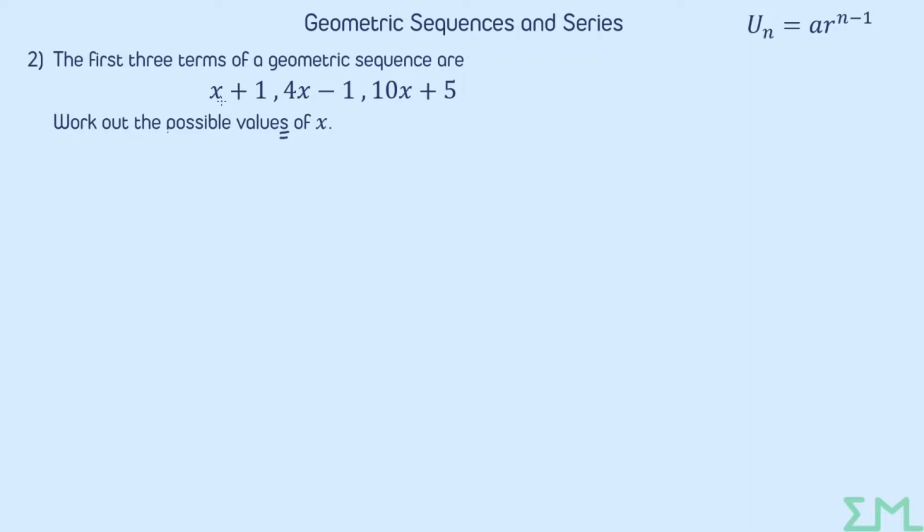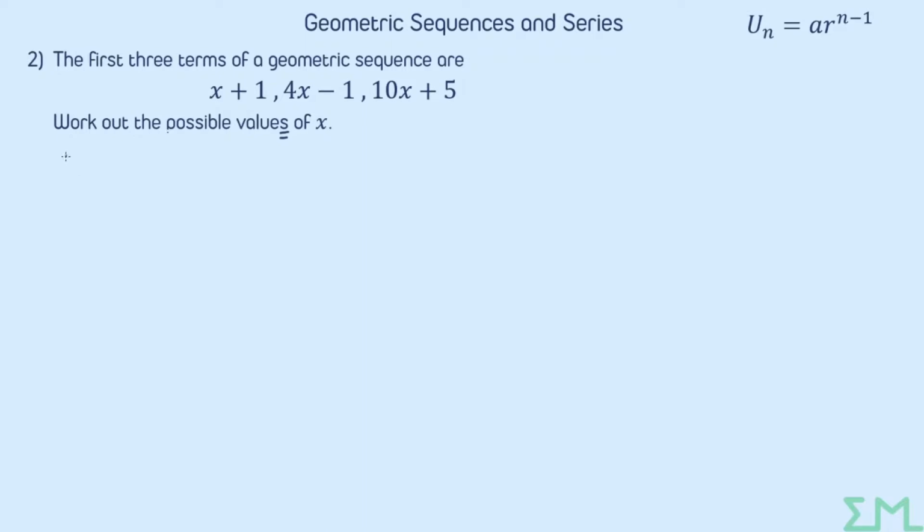Now when we encountered a question like this in arithmetic, we had to subtract the first term from the second term and then equate that to the difference between the second and third terms, because we knew we were looking for a common difference. Because we know this sequence is geometric, we know we need the common ratios to be equal, and that requires division.